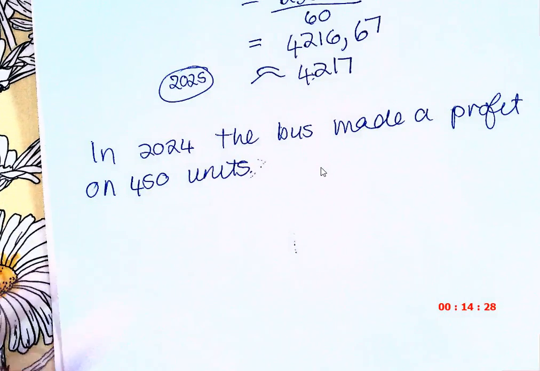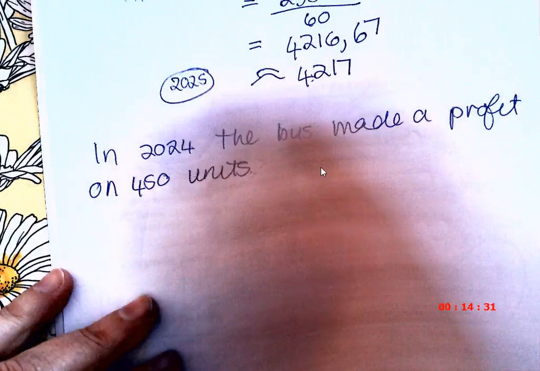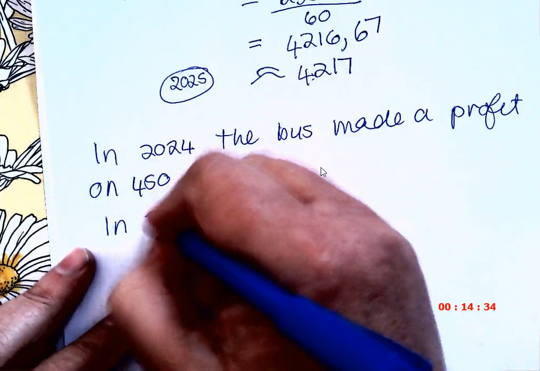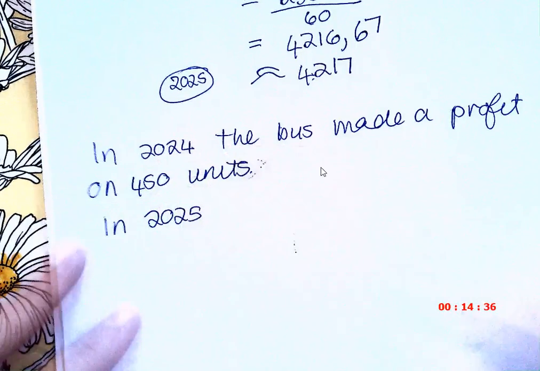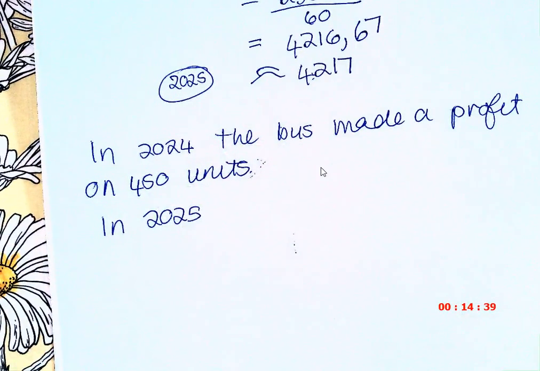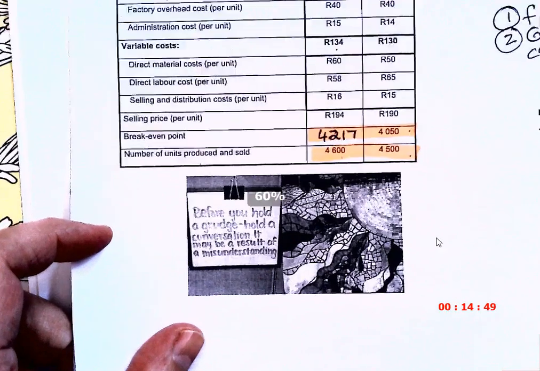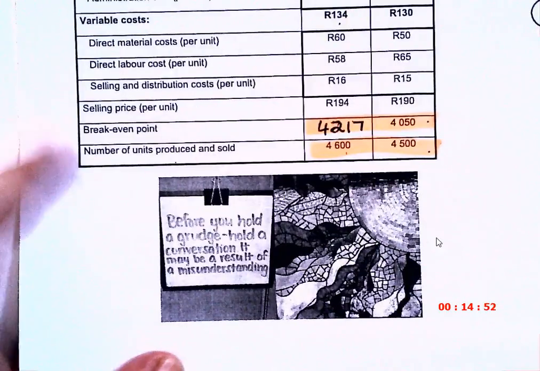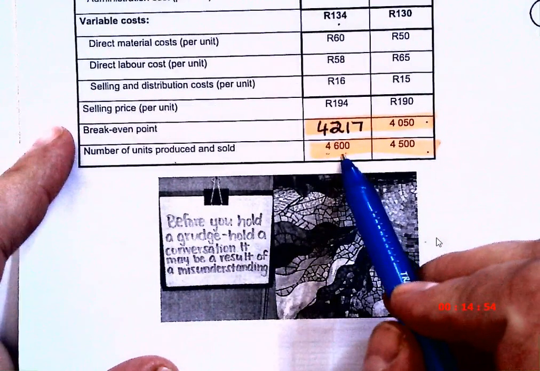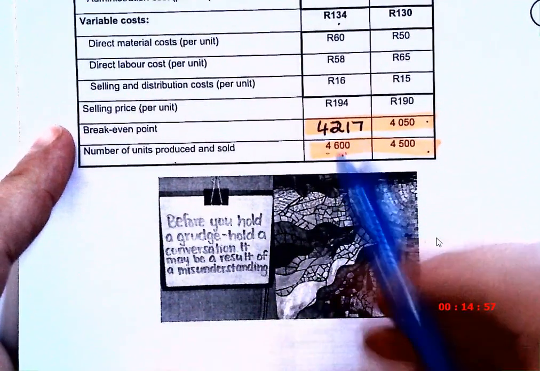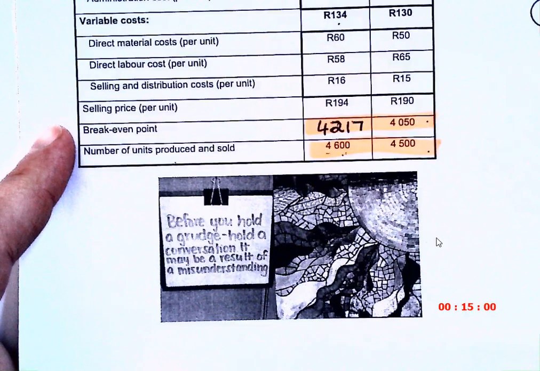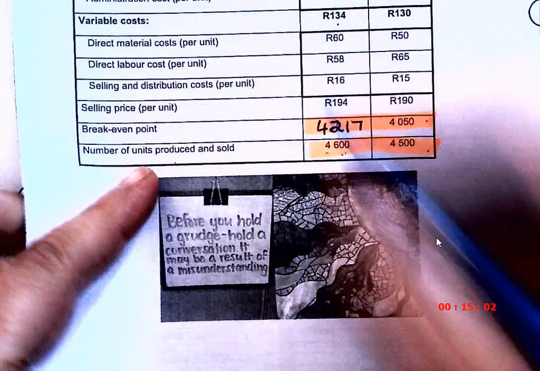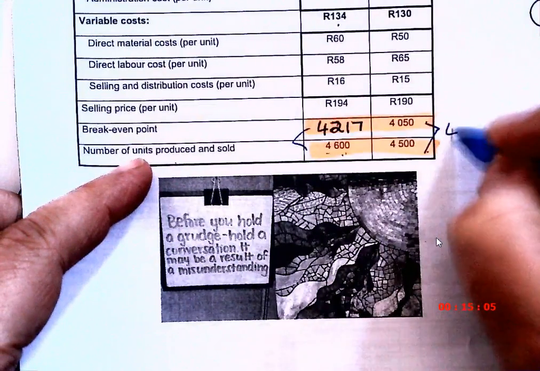Okay. Now I want you to use the same format of sentence and do it for 2025. Take the information you have and write this sentence for 2025. If I look at 25, can you see we are still making a profit? But can you see the amount of units I make a profit on is decreasing? So, what is the difference here? Here it was 450. What's the difference here?